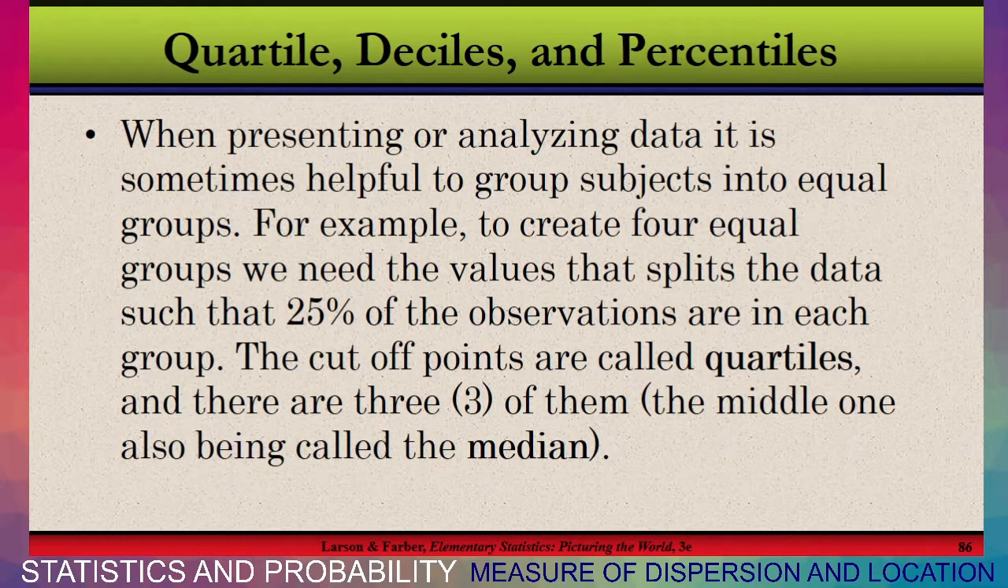Kailangan natin i-split yung data into equal parts. So, the cutoff points are called quartiles since 25% yung hati niya. So, 25, 25, 25, apat na 25 yon, so it is equal to 100, yun ay 100%. So, yun yung quartiles. There are 3 of them, the middle one also being called the median.